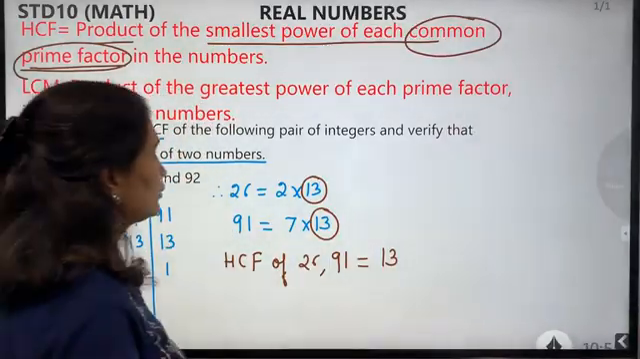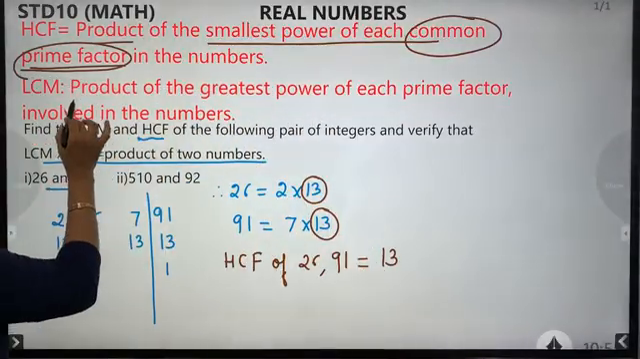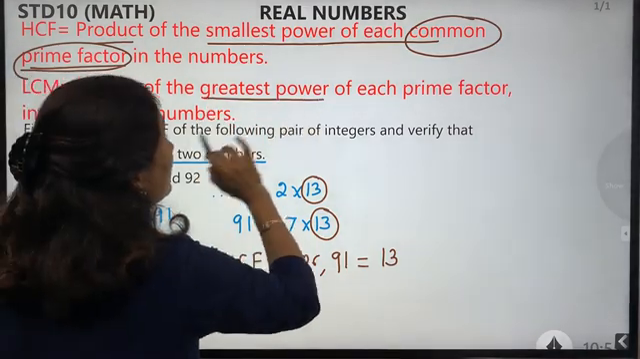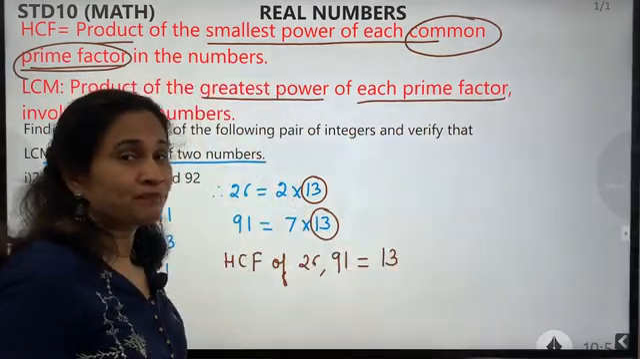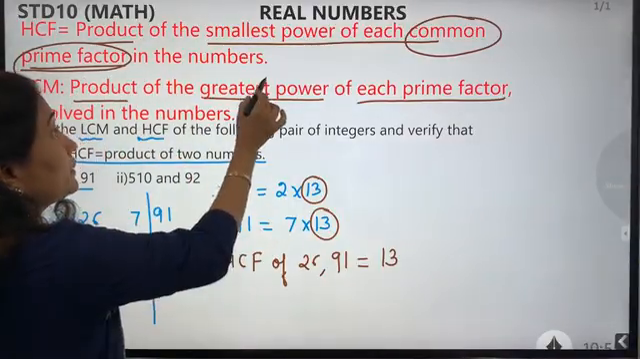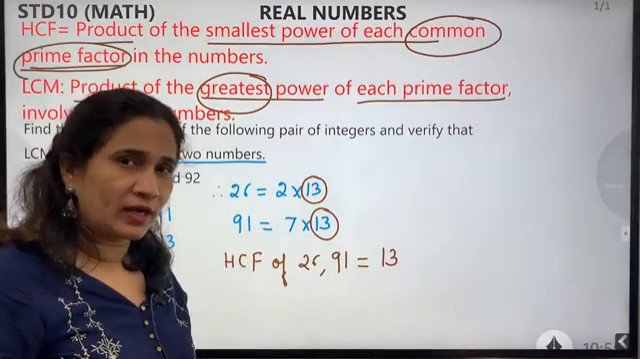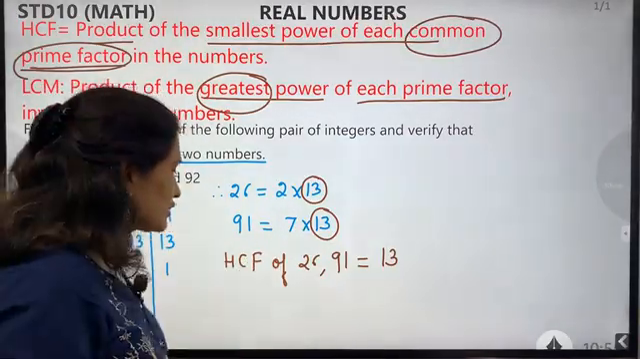Now, coming to the part of LCM. For LCM, what is the definition? Product of the greatest power of each prime factor. For LCM, you have to take all the prime factors. Also, you have to take the greatest power of each. Now, greatest power of each means here all are having power 1 only. So, that is not a question.